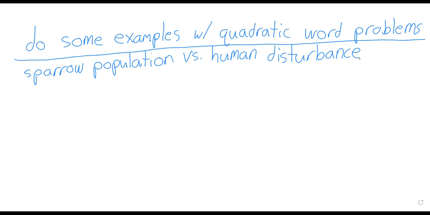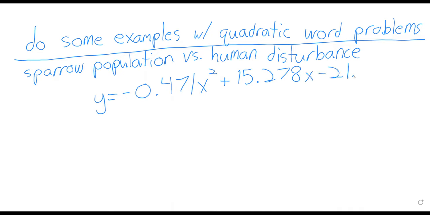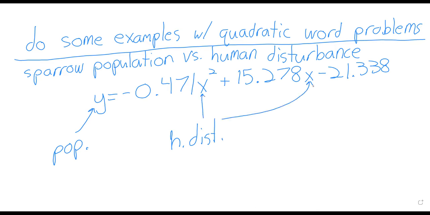And as with basically every quadratic or polynomial that wasn't hand-grown in a lab to look nice, the relationship between the population and the human disturbance is not a lovely one. It's got all these ugly decimals in it. But here, y is the population and x is the human disturbance. And we'll ask a few questions about this relationship.